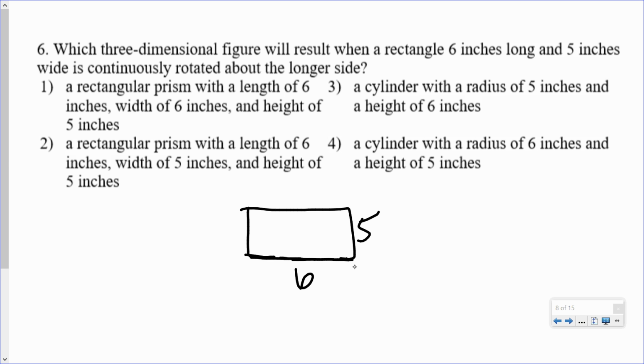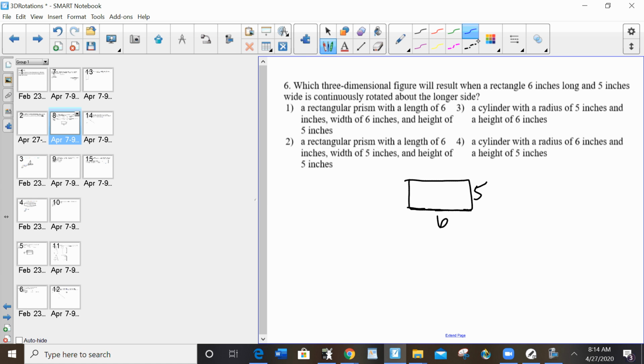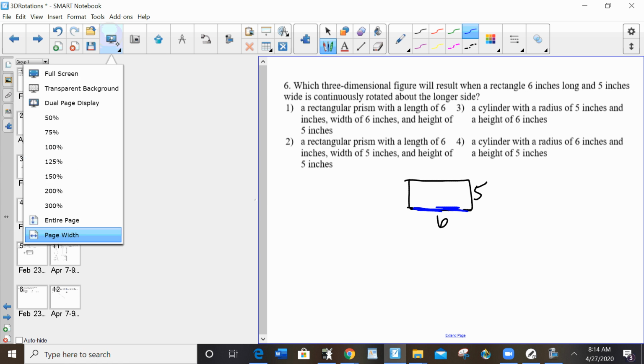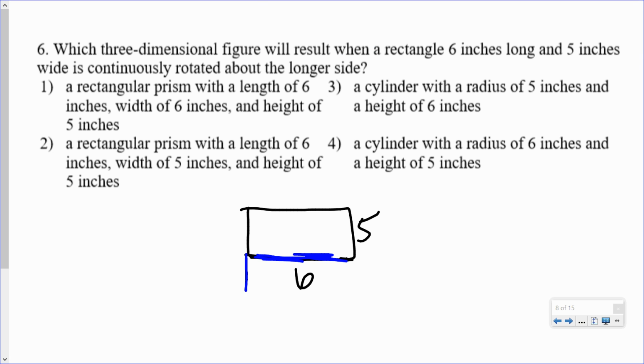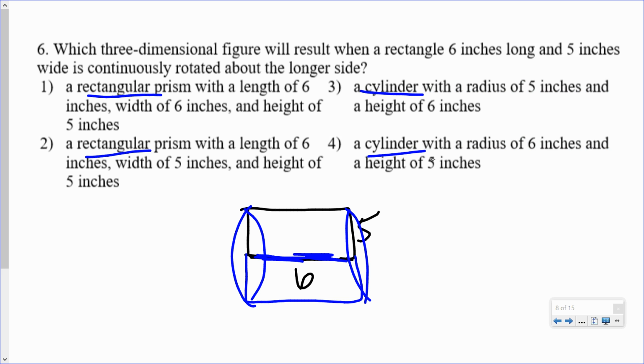So let's just do a different color here. So if I'm rotating it around the longer side, I reflect it in 2 dimensions. I connect it with curves. So first of all, do I have a rectangular prism or do I have a cylinder? This is a cylinder, so it can't be choices 1 or 2. With a radius of 5 and a height of 6, or a radius of 6 and a height of 5.